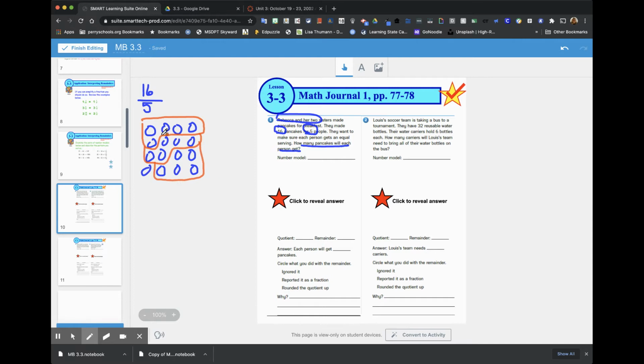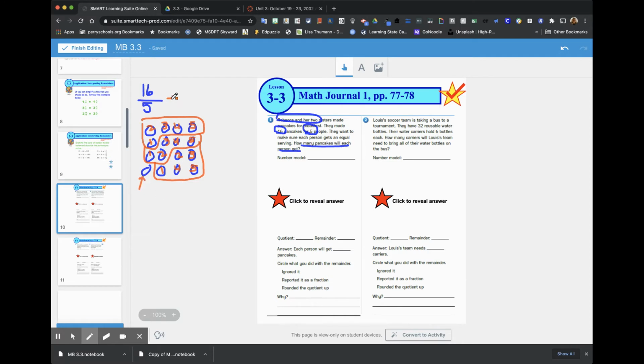So in here, I know that this is going to be person 1, 2, 3, 4, 5. 1, 2, 3, 4, 5. 1, 2, 3, 4, and 5. And then we've got this 1 pancake left over.